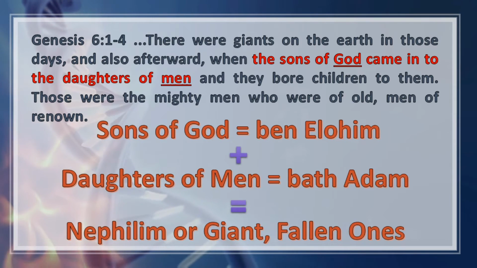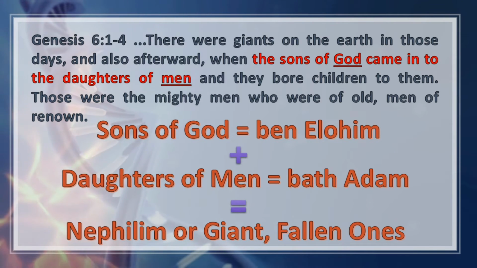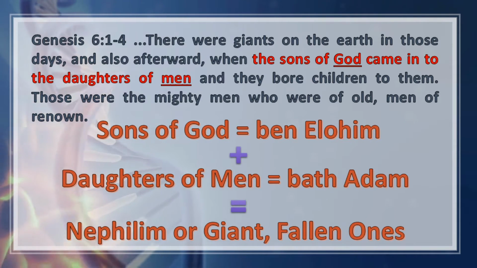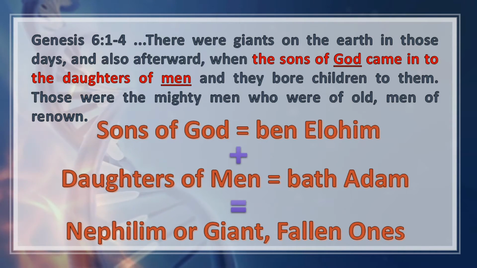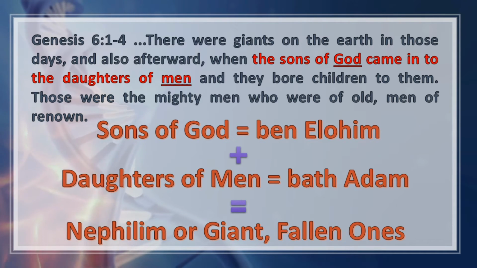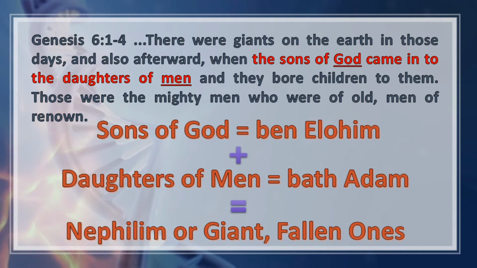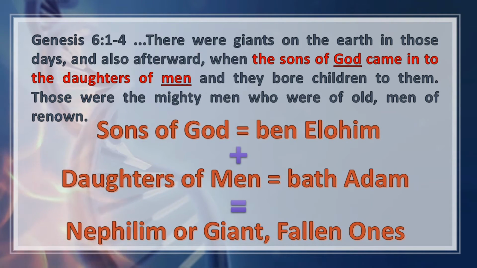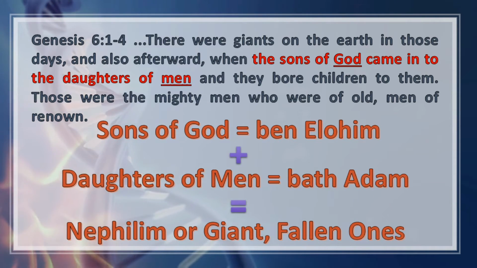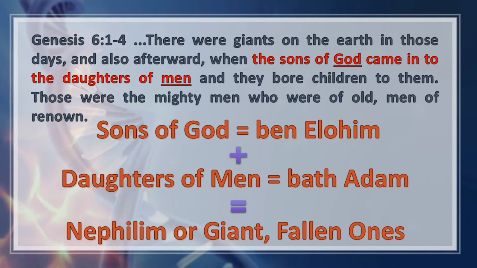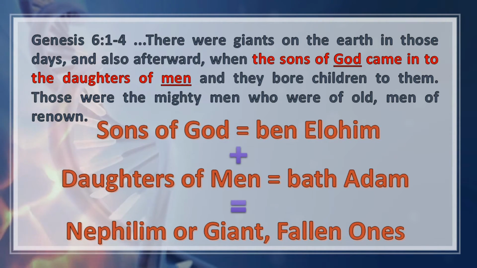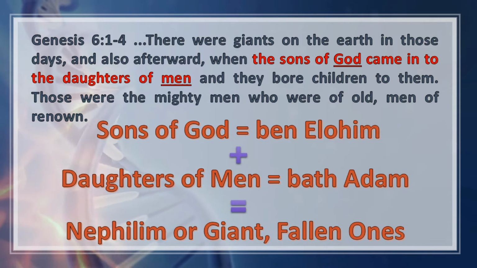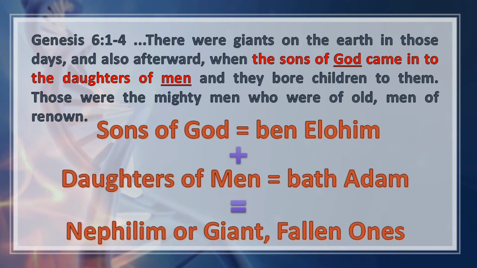And the formula to arrive at a Nephilim giant fallen one is a son of God plus a daughter of Adam produces a Nephilim, and they are known as giant fallen ones. No one disagrees that the daughters mentioned in the passage were the descendants of Adam, and very few disagree with the obvious fact that the children of these relationships were giants, called the fallen ones, who were mighty and well known in the ancient world. The real controversy is centered around the identity of the sons of God.